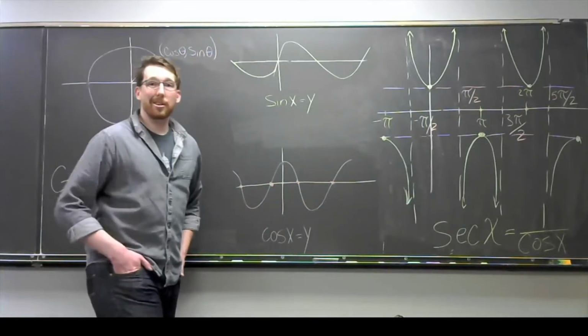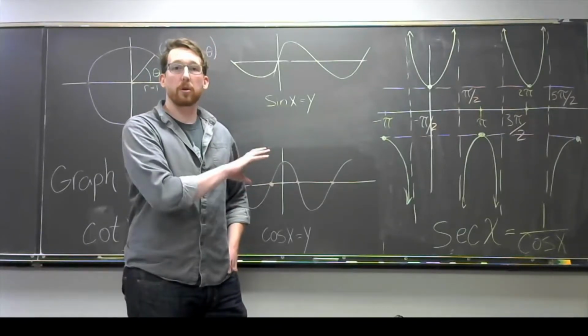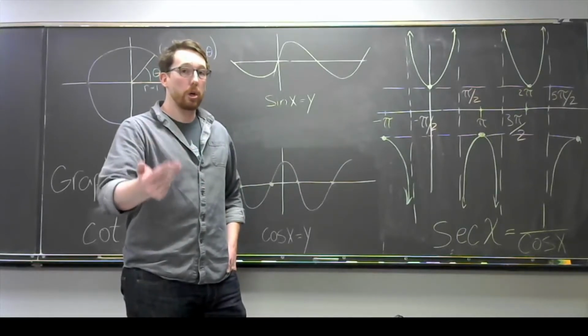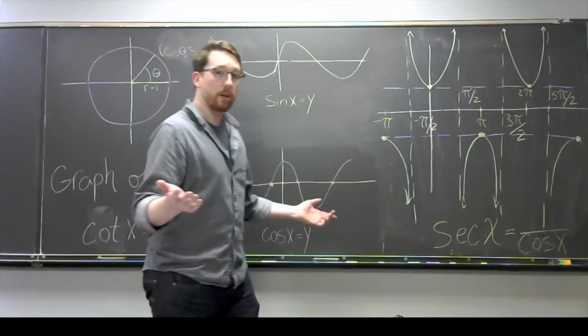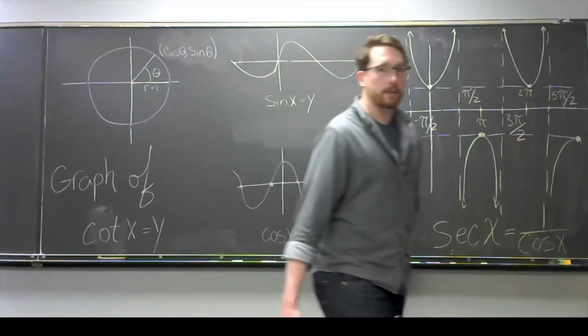And really, this is all there is to it. Just knowing these general forms of what the graphs are going to look like for sine, cosine, tangent, cotangent, secant, and cosecant. Having said that, let's look at a couple other graphs.